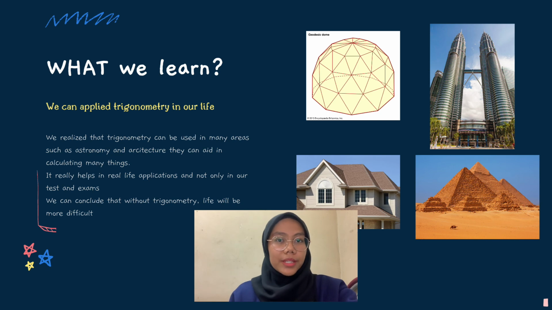So, we have learned that architects and engineers work together because the responsibilities of an engineer and an architect often overlap. Both professions are integral to the design and construction of structures, such as buildings and bridges. One way that engineers and architects communicate their ideas to each other is through blueprints or technical drawings. So, we realized that trigonometry can be used in many areas such as astronomy and architecture, and can aid in calculating many things. It helps in real-life applications and not only in our tests and exams. We can conclude that without trigonometry, life will be difficult.